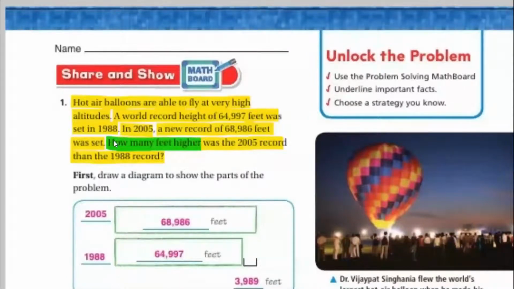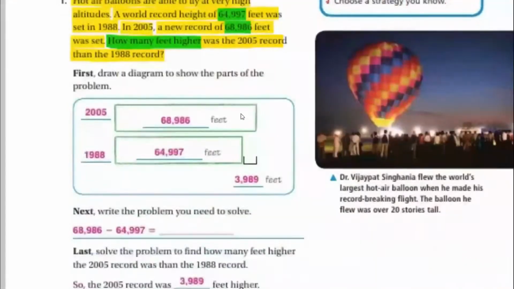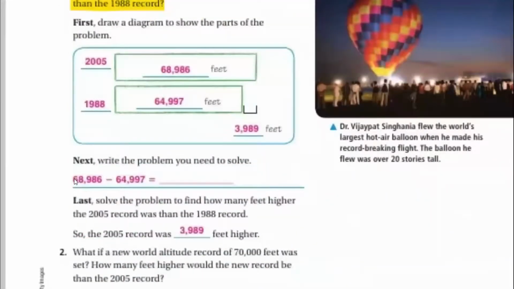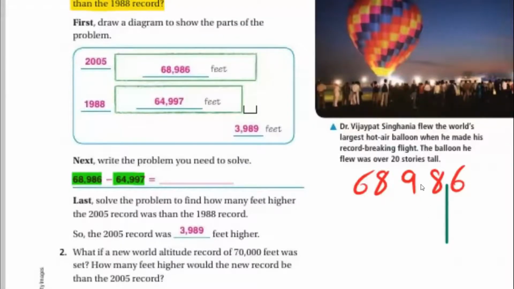So if you see how many feet higher, or how many, you have to subtract. So let's subtract these two numbers and model it. Okay, so we're gonna subtract these two numbers. Let's model it here. Write with me this. We have here 68,986. And let's divide our number as we started before to make it easier, like that.